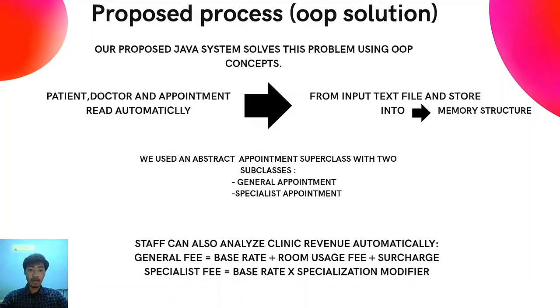Patient, doctor, and appointment data are read automatically from input text files and stored into memory structures. We use an abstract appointment superclass with 2 subclasses, general appointment and specialist appointment. Staff can also analyze clinic revenue automatically. For example, a general consultation calculates the fee by adding the base rate, room usage fee, and a specific surcharge. A specialist consultation multiplies the base rate by a specialization modifier. The system repeats this calculation across all objects to evaluate the clinic's earnings.